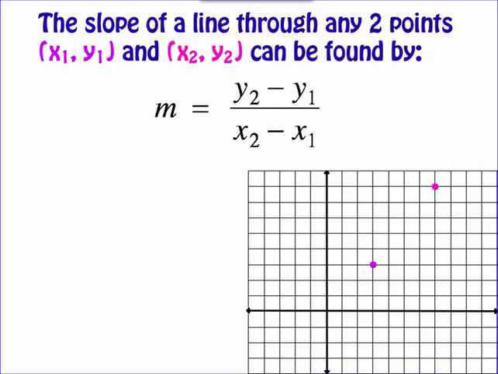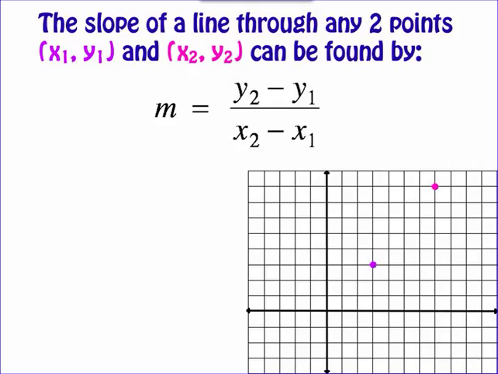The slope of a line through any two points, x1, y1 and x2, y2. For those of you who wonder what this means, x1, y1 means point 1, that's what the 1 indicates. x2, y2 means point 2, that's what the 2 indicates. It's a little subscript. It can be found by m equals y2 minus y1 over x2 minus x1.